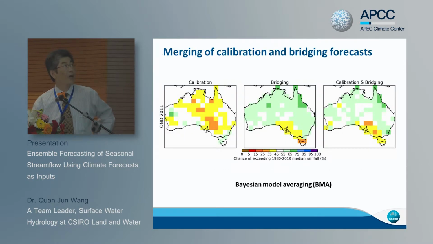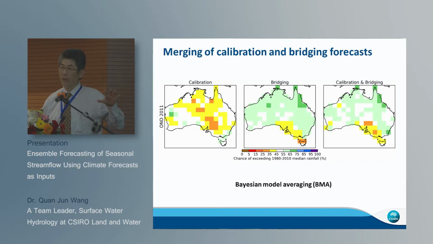So the next step is to merge the calibration and the bridging forecasts. And in fact, there are a number of bridging forecasts. So in this case, we use the BMA, and the QMA work sort of came later. So essentially the idea is for some seasons, for some locations, the calibration rainfall forecast may do better than the bridging forecast, and in other locations, other seasons, the bridging forecast may be doing better. So by looking at historical forecasts, you can put more weight on the better performing models. So in that way, you take advantage overall of the better models.